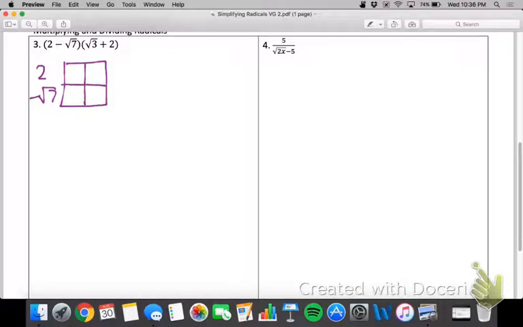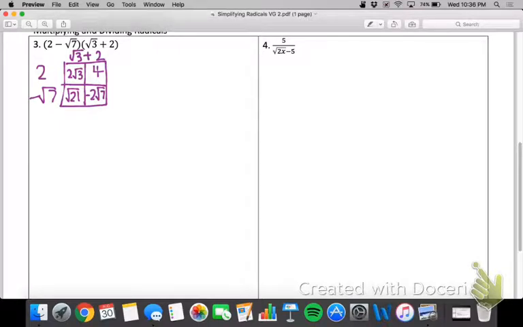And on the other box we have root 3 and a 2. So in this first box here, I have 2 square root 3. And then in this box, I get a 4, 2 times 2. In this box, I get root 3 times root 7, which is square root of 21. And then in the last box, I get 2 times minus root 7, so negative 2 root 7.